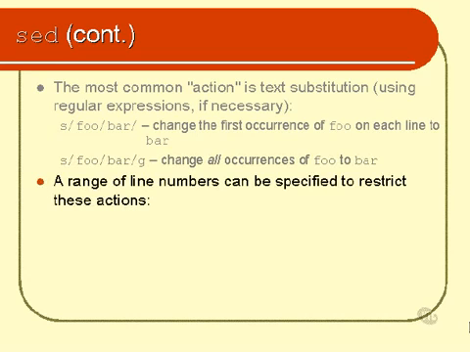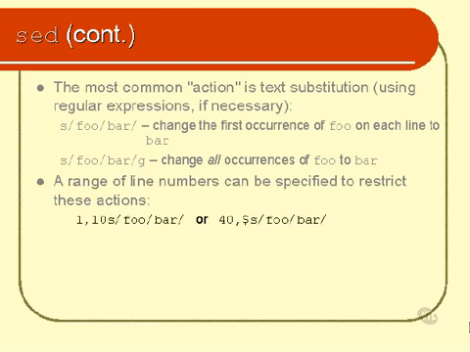It's possible to specify a range of line numbers to restrict the actions of the substitute or any action that you're specifying. You can say, well, I only want to perform the action on 1,10. You see the 1,10 there? That means on lines 1 to 10, they're the only lines that I wish to perform that substitute on. Or alternatively, you could say 40,$.